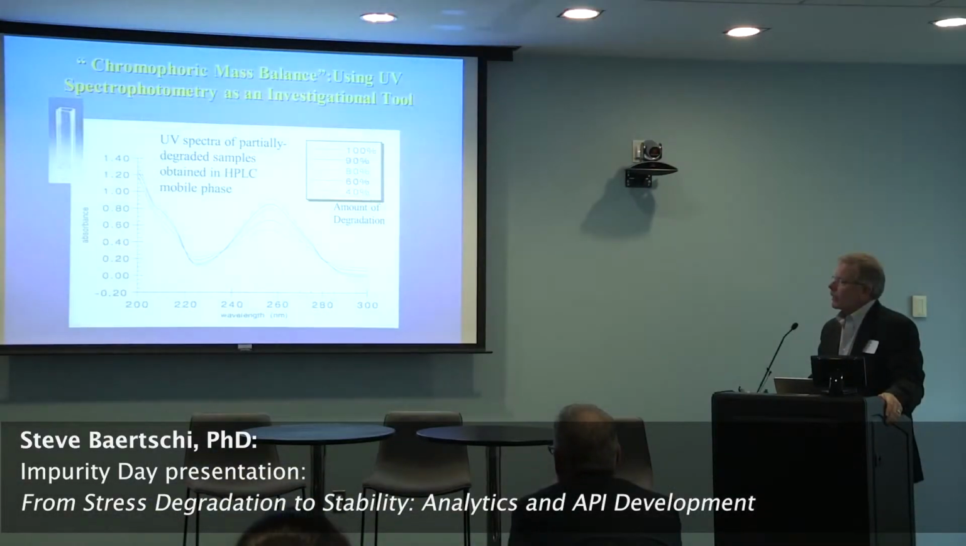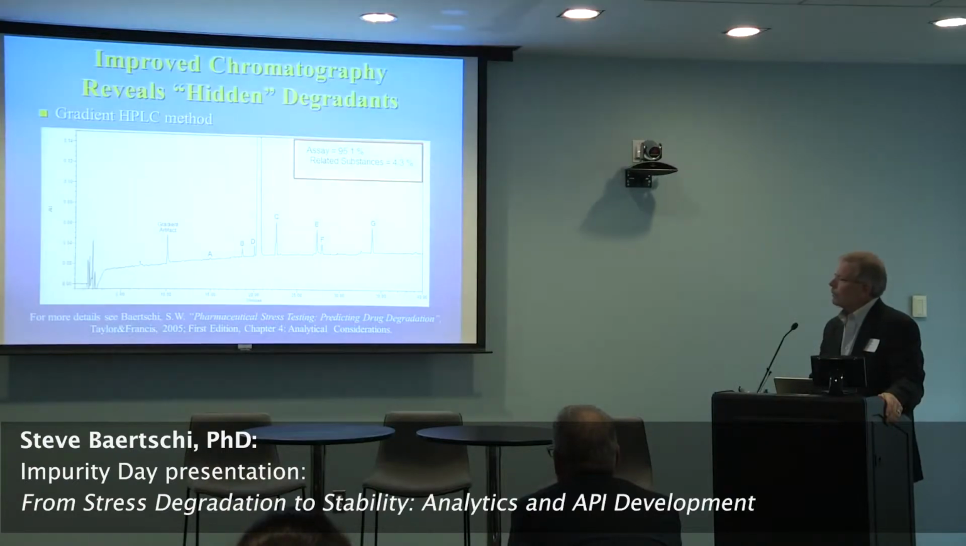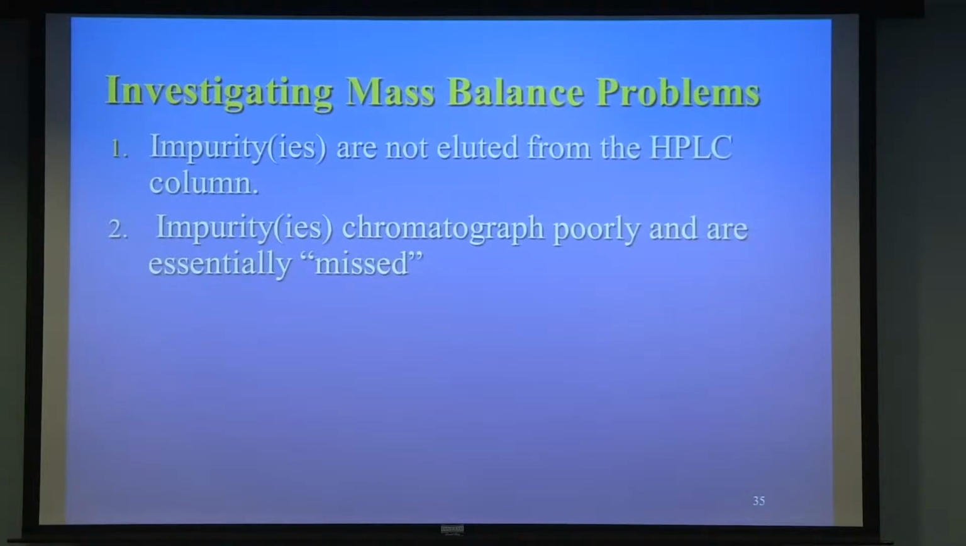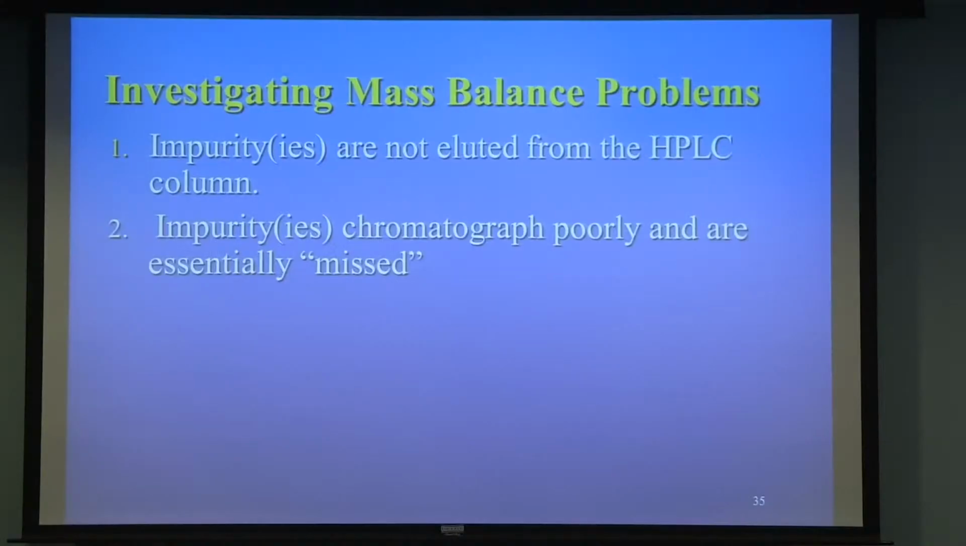So how about another example? What about when the impurities are not eluted from the column? So let's say you have a poor mass balance, you get 10% degradation and you're only seeing a couple percent. How do you know whether or not things are getting stuck on the column that you don't know?